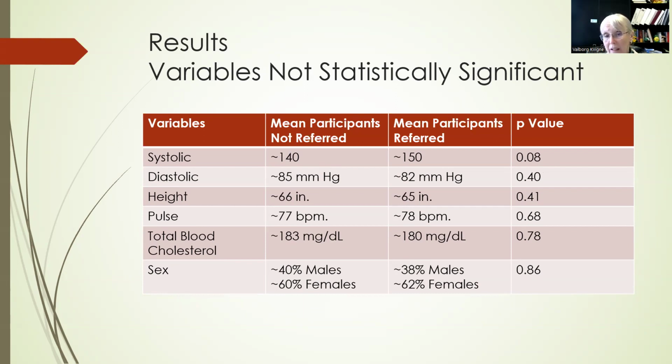The mean total blood cholesterol for participants who were not referred was approximately 183, whereas the mean for participants who were referred was approximately 180. So this is in a very normal range for total blood cholesterol. Now, as Jacobi mentioned, the whole process of recruiting people started out with elevated blood pressure and elevated total blood cholesterol. However, we didn't find that. Total blood cholesterol is not significant.